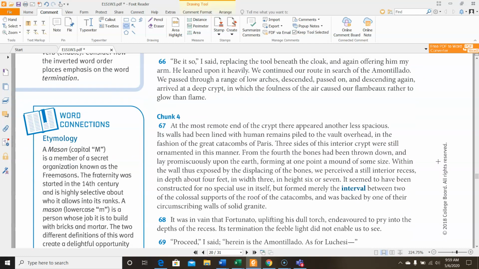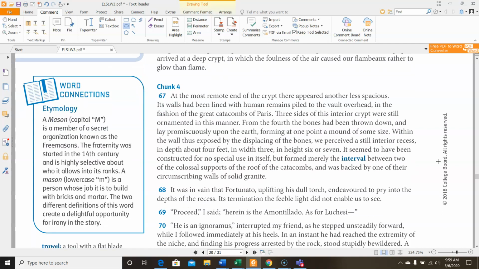At the most remote end of the crypt, there appeared another less spacious. Its walls had been lined with human remains piled to the vault overhead, in the fashion of the great catacombs of Paris. Three sides of this interior crypt were still ornamented in this manner. From the fourth, the bones had been thrown down and lay promiscuously upon the earth, forming at one point a mound of some size. Within the wall thus exposed by the displacing of the bones, we perceived a still interior recess, in depth about four feet, in width three, and height six or seven. It seemed to have been constructed for no special use in itself, but formed merely the interval between two of the colossal supports of the roof of the catacombs, and was backed by one of their circumscribing walls of solid granite.